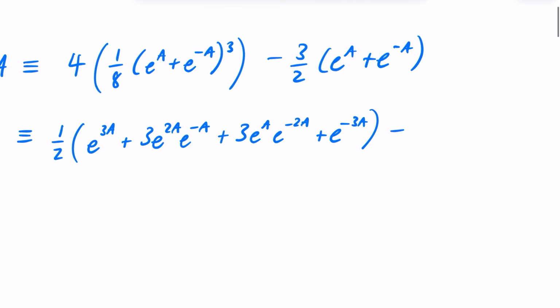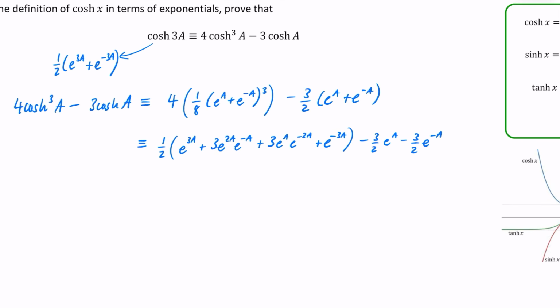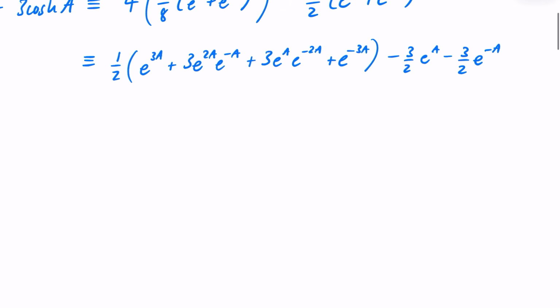And then I guess I can expand these brackets. We're going to have a minus 3 over 2 e to the a, minus 3 over 2 e to the minus a. And you can kind of see how we're working towards this thing that we want. We only want it to be left with the 3a's and the minus 3a's in the powers. So I'm hoping that these things are going to cancel out with something in a moment. So let's just quickly do a little bit more work over here.